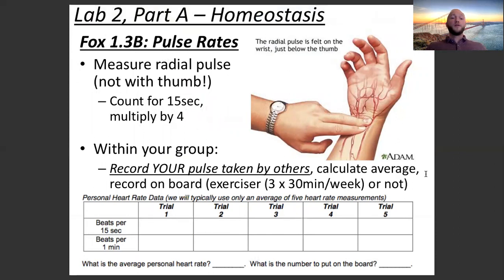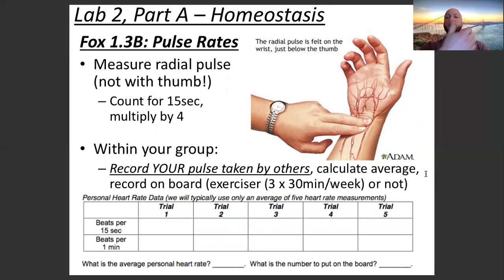Next up, FOX 1.3b. What we're going to do in this one, we can actually do together through Zoom. So normally, what we do is we break into small groups. There's 4 or 5 people in each group, and we take each other's pulse rates. You can take your own pulse at home.